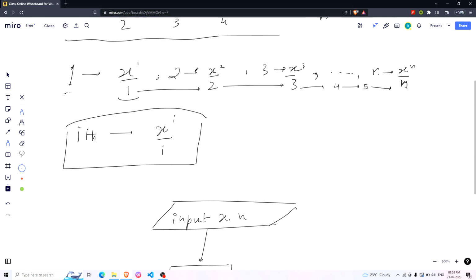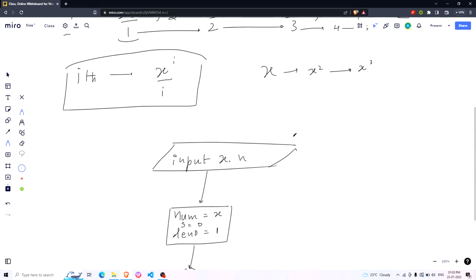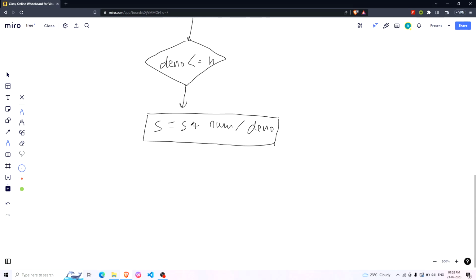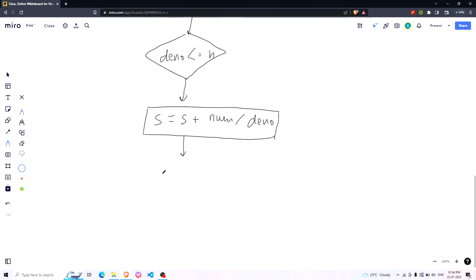And the numerator is getting multiplied by x every time. For the first term, numerator was x. For the next term, numerator became x square. And for the third term, numerator became x cube. So, can you see that it is getting multiplied by x with every term? So, this is the updation that we need to do with each term, right? So, we need to multiply numerator with x and increase denominator by 1, isn't it?